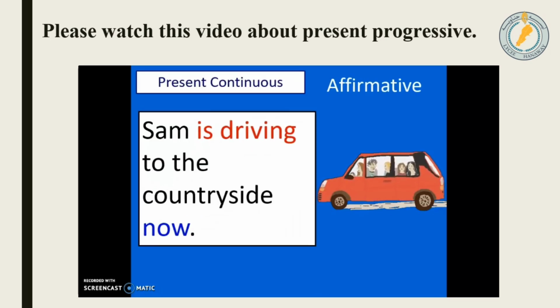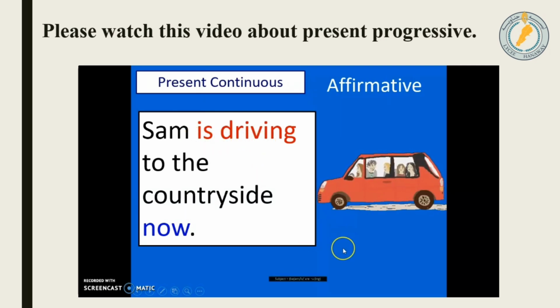Let's read this sentence together. Sam is driving to the countryside now. Is driving is the verb. Driving alone is not the present continuous verb because the present continuous form is the verb be, which is, plus the verb and ing. So this is the present continuous form, is driving.